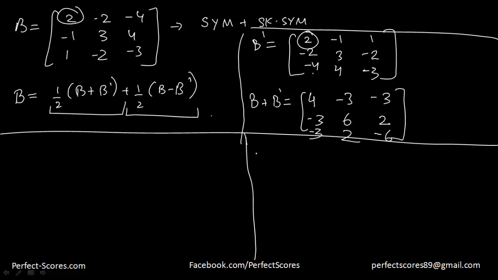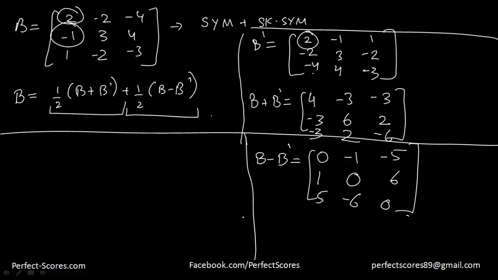And what is the value of B minus B dash? So the value of B minus B dash is actually going to be equal to 2 minus 2, which is 0, -2 minus -1, which is +1, which is -1, -4 and -1 is -5, -1 and negative for -2, it's +2, that is actually equal to 1. 3 minus 3 is 0. 4 minus of -2 is 6. 1 minus of -4 is 5. Then we have a -6 here, and we have a 0 here. Right, so that is what we have.